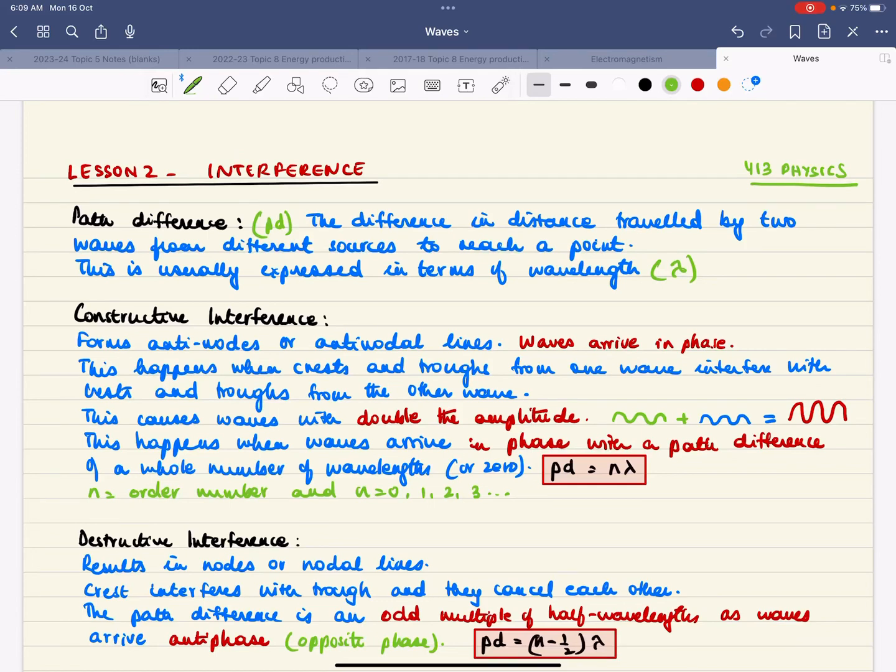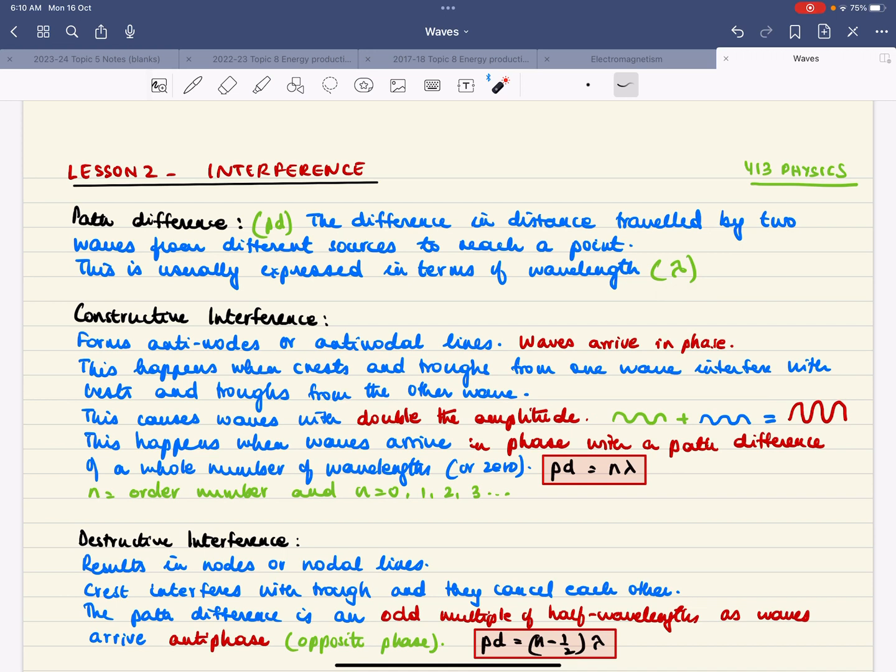Lesson 2 on waves, and this lesson is on interference for year 13 physics. So there are some terms that we need to know and how to define them properly. One of them is path difference, or PD. This is the difference in the distance traveled by two waves from different sources to reach a point, and this is usually expressed in terms of wavelength.